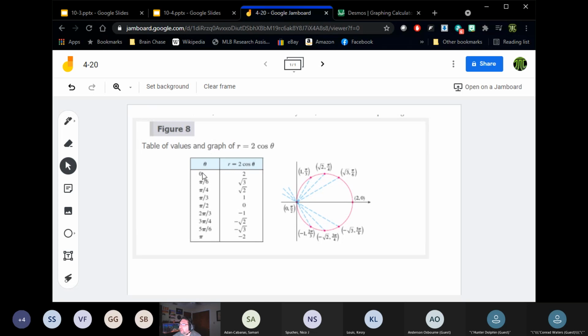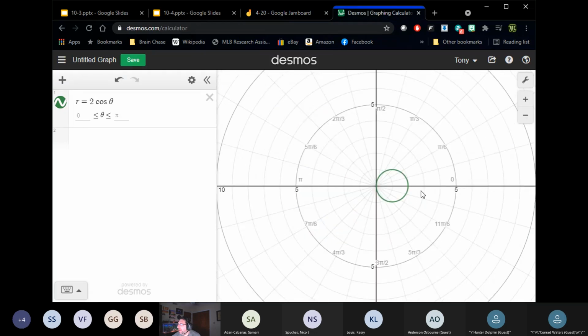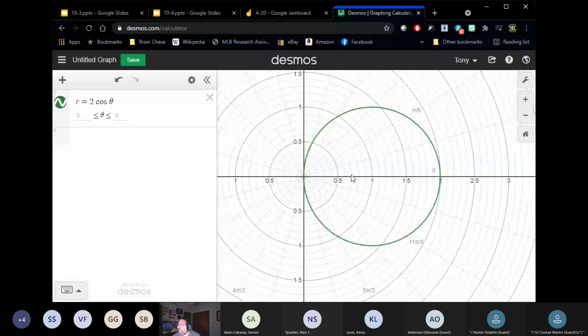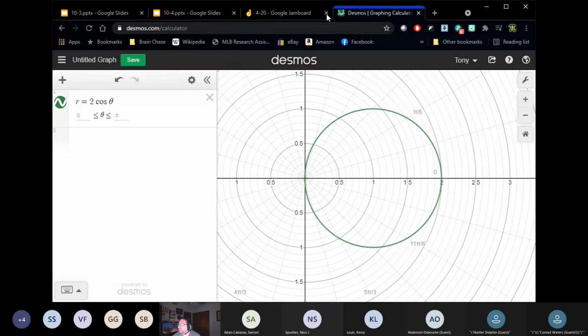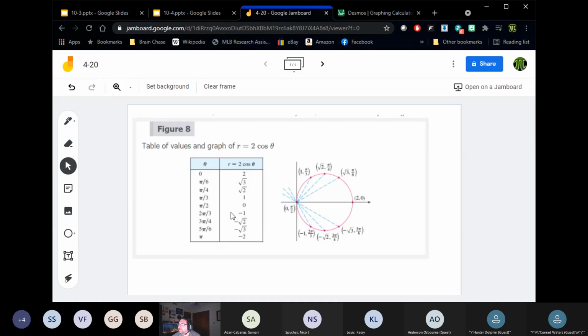So if theta is 0, my radius is 2. If theta is pi over 6, my radius is square root of 3. So notice that my radius is not fixed in this function. As my thetas change, my radius changes. So we're not going to get that perfect circle type graph. It kind of looks like a circle when we're looking at it, but when you zoom in a little bit, you'll notice that it's elongated. So it doesn't actually work out to be exactly a circle. And that's because as my theta changes, my radius changes. It's not always going to be the exact same radius.